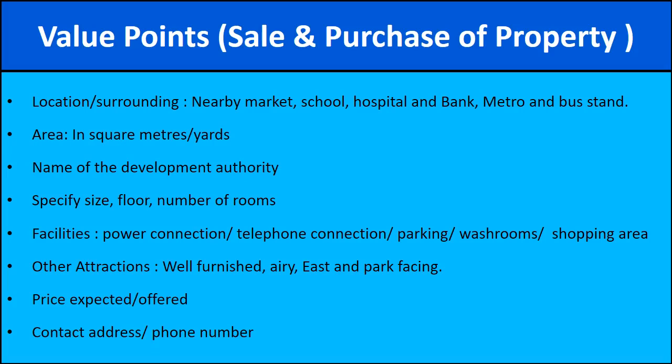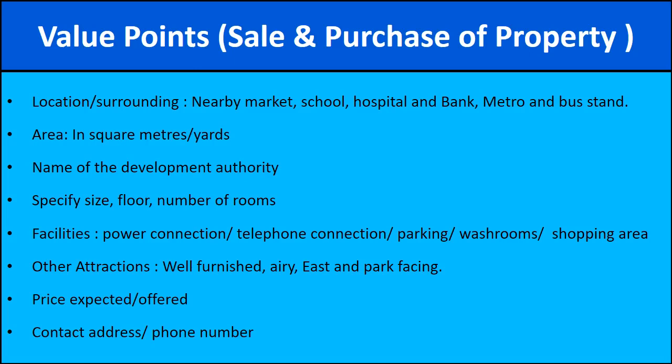Now students, here are the value points which would help you in writing an advertisement for sale and purchase of property. First of all, you have to tell the location or surroundings. For example, you may say it is nearby market, school, hospital and bank, metro or bus stand. And please mention the area in case you want to sell or buy a plot in square meters or yards.